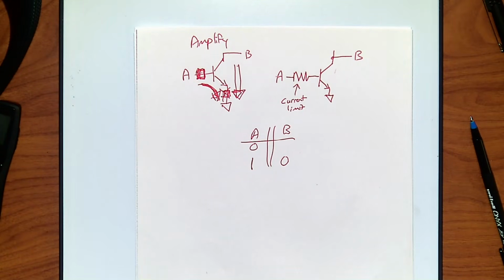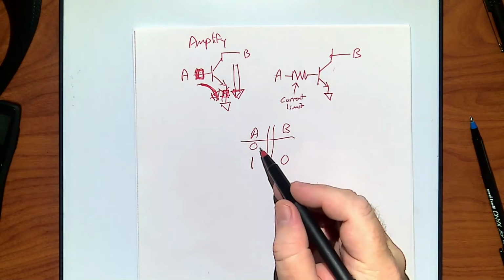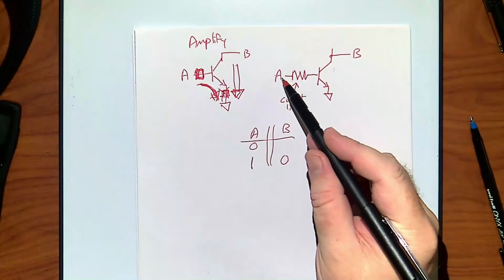So A is on, current flows on the control leg. So the base to emitter, and you've got your collector to emitter. One will now turn on, right? Very low resistance, pulls it down, boom, goes to 0. What happens if A is 0?